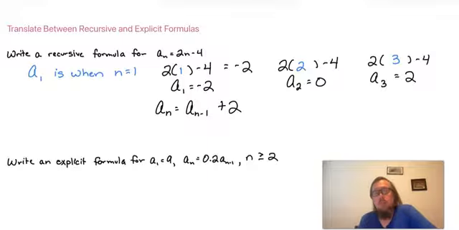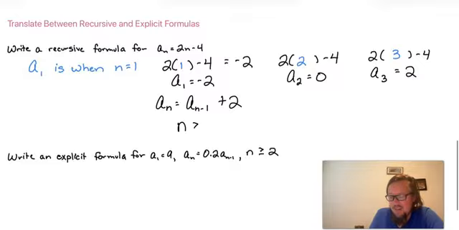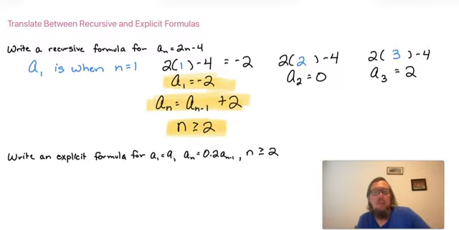Is this an acceptable recursive formula? No, because I've forgotten the third part. N is greater than or equal to 2. I have to have all three parts for this to be a valid recursive formula. Now we've got it all, we're good to go.